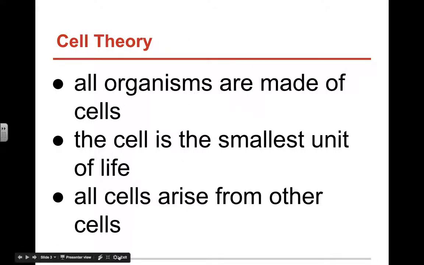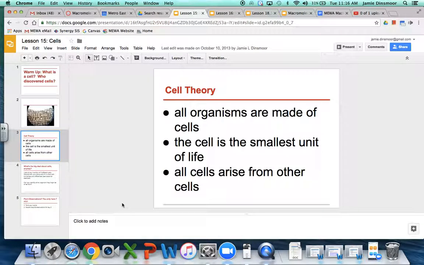So all cells arise from other cells. Also, so far, true, right? The thing is, we don't know where the first cell came from. If all cells arise from other cells, where did the first one come from? That one's a little harder. So that's really all I want to say about the cell theory.